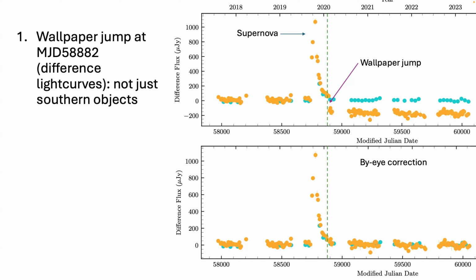And in the bottom plot, this is just a by-eye correction done to show you what the light curve would look like if there was no wallpaper jump. The website kind of implies that it only affects southern objects, but we've also seen this in the northern objects as well.